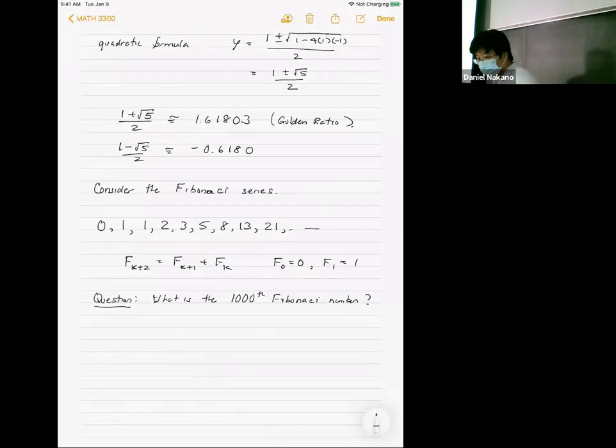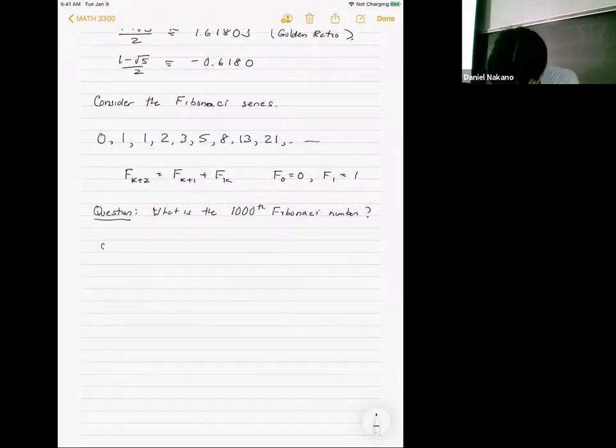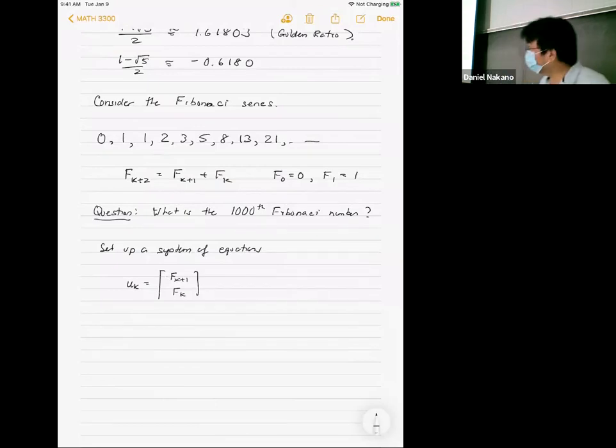Yeah. All right. So what we're actually going to do is find a formula for the 1,000th Fibonacci number. And we'll find a formula by analyzing what's called a difference equation. Okay, so let me set up a system of equations. So the first thing we're going to do is at the kth step, we're going to make u_k be the k plus first Fibonacci number and the kth Fibonacci number.